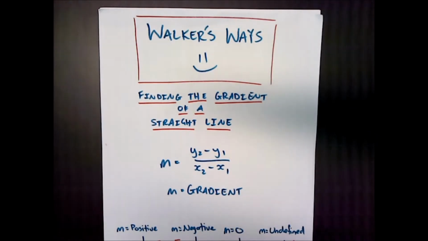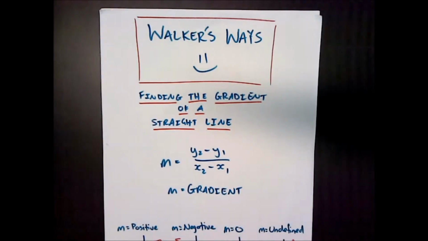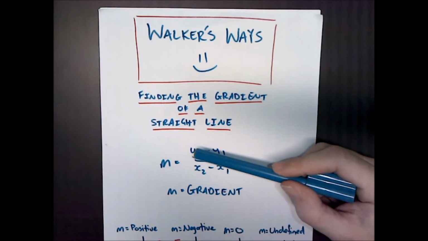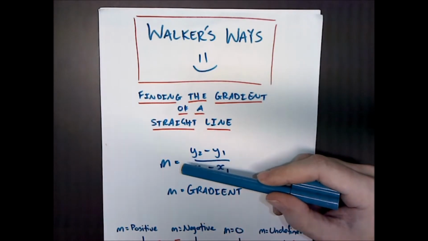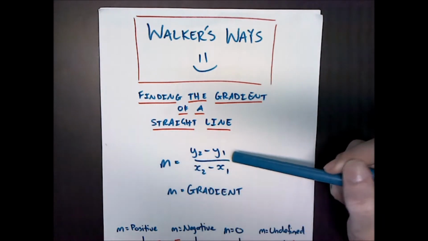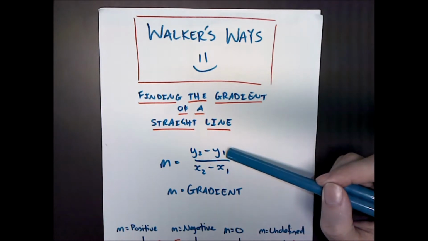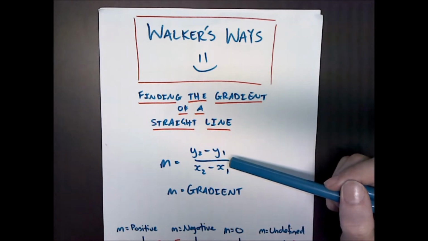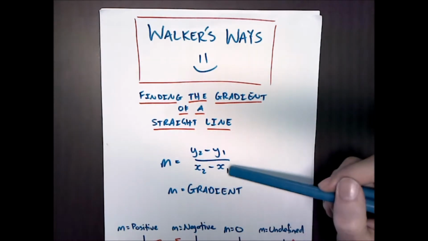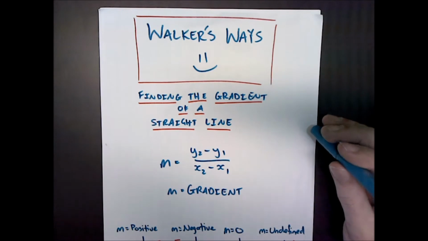Hi everyone, in this video I'm going to show you how to calculate the gradient of a straight line in a couple of the classic examples. In order to do this we use a rule, where m represents the gradient, and what we need is two sets of coordinate points. The y2 and y1 represent the y coordinates of your two points, and your x2 and x1 down here represent the x coordinates of your two points as well.